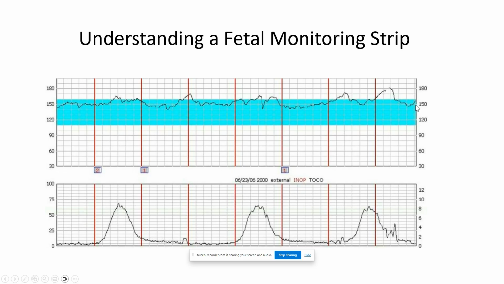So if the baseline is 150 and we see that it goes all the way to 180, that already passes 15 beats going upwards. And this has at least 1.5 going across. So this right here is an example of an acceleration. Now, looking here, does this look like an acceleration to you?